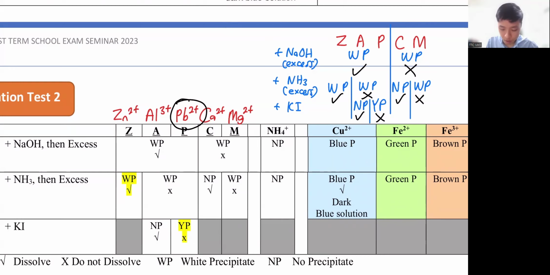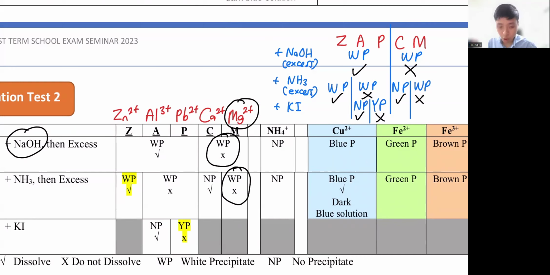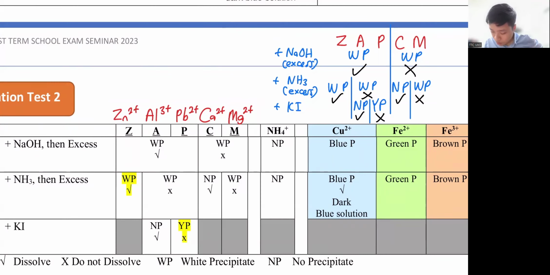Okay. And also, let's say Mg2+. When I add NaOH, the white precipitate is insoluble. Then when I add NH3, also a white precipitate, insoluble. So that's why I get Mg2+. This one is important. This is your cation test for half.